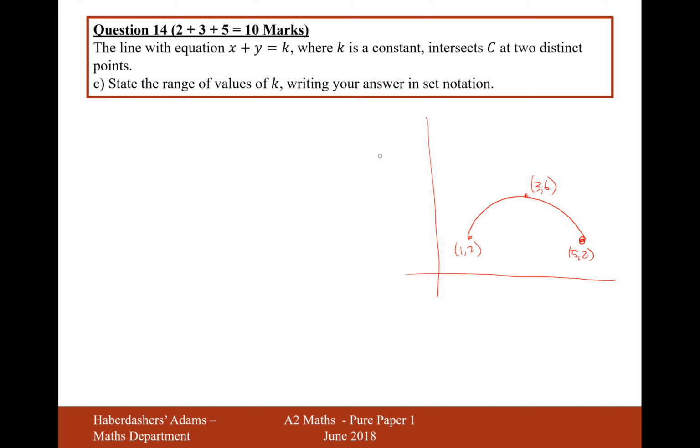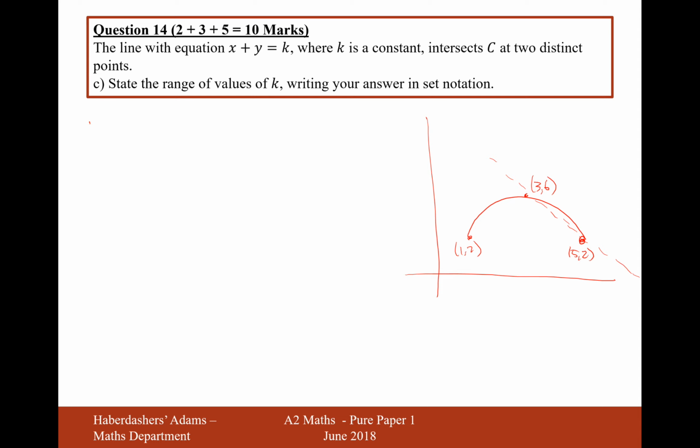k. Now the y plus x graph looks like that. It has a negative gradient of 1, so it's going to come down and it's going to look like that. Where k is a constant and intersects c at both the points, at 2 points. So we want it to intersect at 2 distinct points. So it might come down and it might intersect like that, for example. States the range of the values for k.